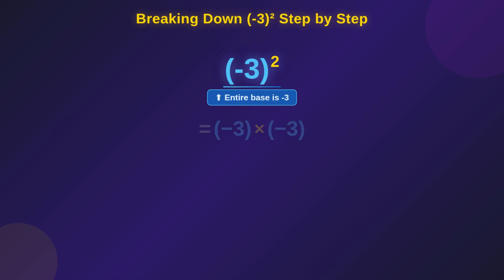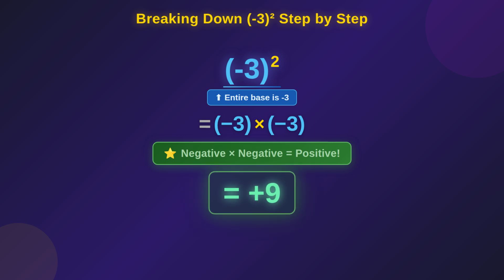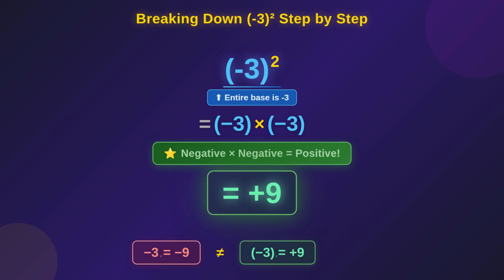Now for the right side, -3 in parentheses, all squared. This time, the parentheses group -3 together as one unit. That means -3 is the base. So we multiply -3 times -3. Here's where we use our integer multiplication rule. A negative times a negative equals a positive. -3 times -3 equals +9. So -3 in parentheses squared equals +9.